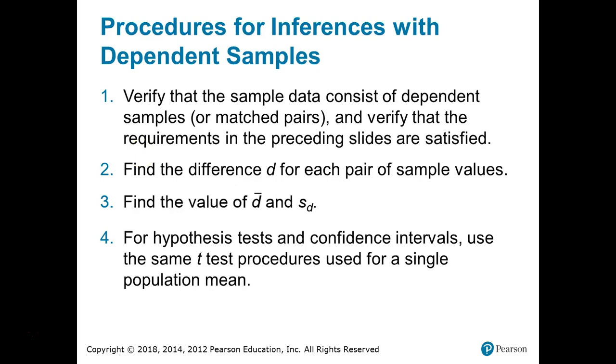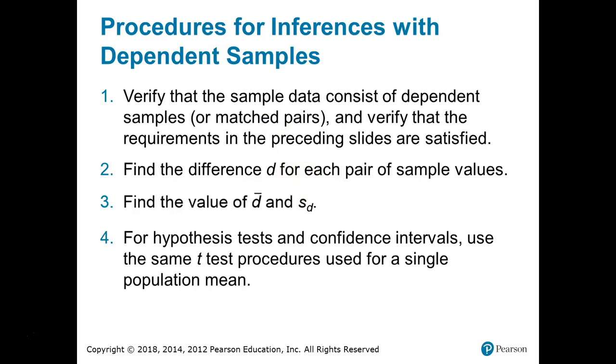So here is your procedure for making inferences with dependent samples. First, verify that the sample data consists of dependent samples. Well, that should go without saying. Find the difference D for each pair of sample values.